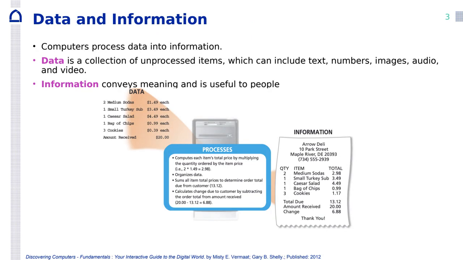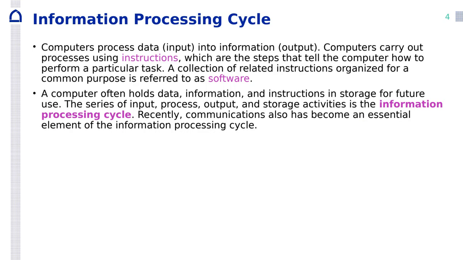Okay. The difference between data and information. Information has a meaning. Data, when it is unorganized, is raw data. The information processing cycle is input, process, output, storage. What is software? It is a collection of related instructions.